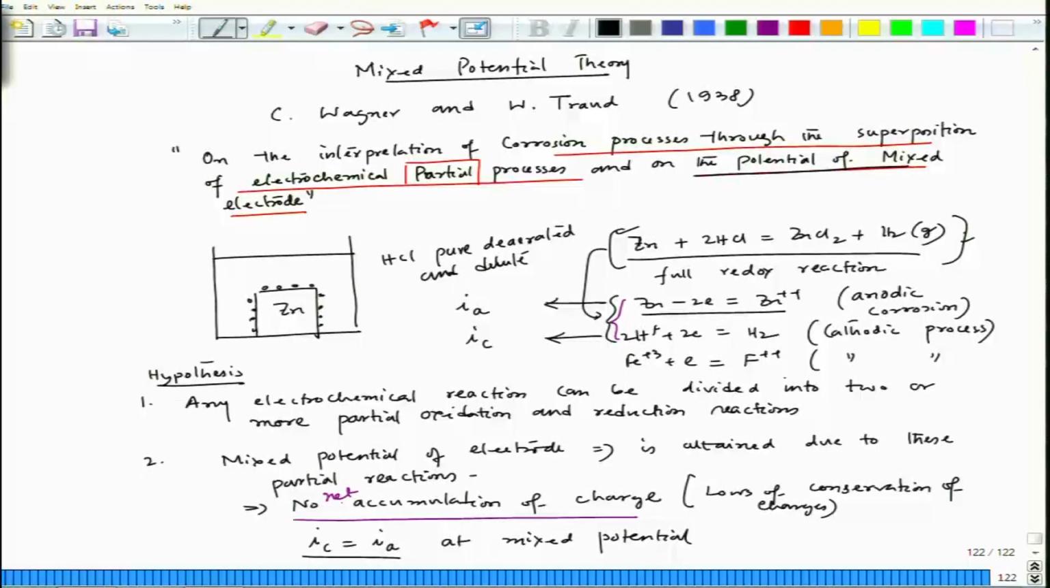On these two hypotheses, we will start looking at the understanding of corrosion events in our next lecture. Let us stop here. Thank you very much.